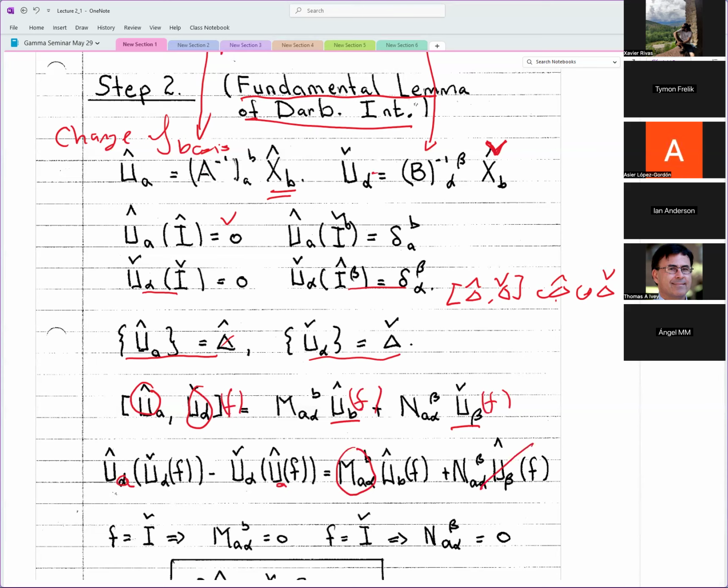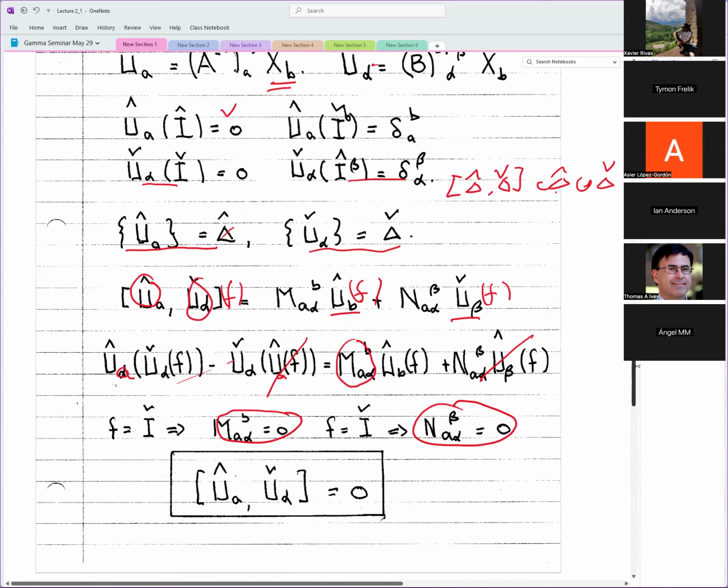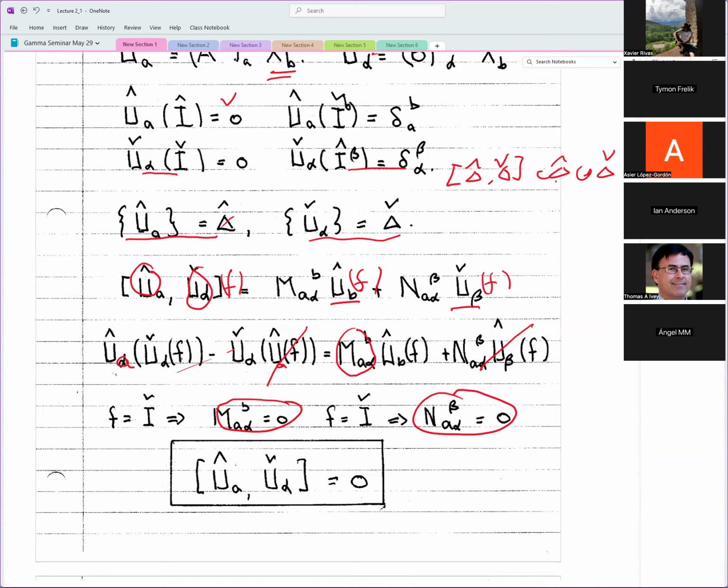U hat on an I hat is 0. U check on an F is a Kronecker delta, but the derivative of a constant is 0. So this whole side is 0, so that gives me that these are 0. Likewise, I get M is 0. Okay, so what's the conclusion? The conclusion is that the bracket between these two families of vector fields are 0.